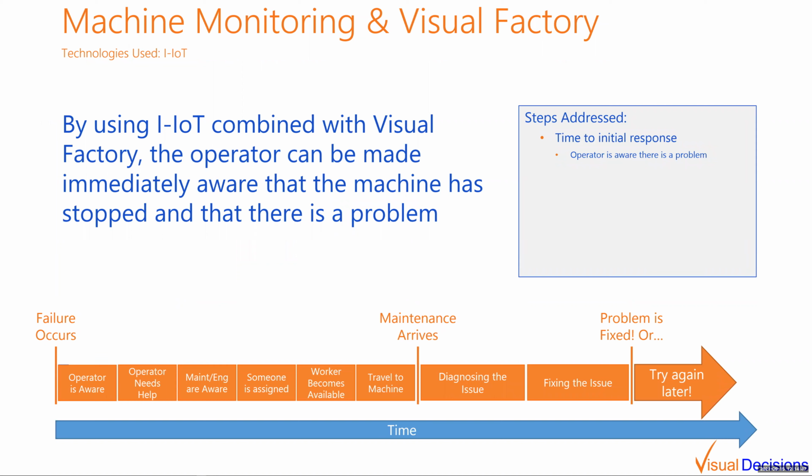Laying this all out on a timeline, if we look at how machine monitoring and visual factory can impact this, once the problem stops, the operator may not be standing right there by the machine. If you've got a long line, they may be at a different part of the line. If an operator is handling multiple machines, they might be away from the machine that goes down. And so the first step is to simply have some form of visual factory signal to let the operator know that there's a problem. And so we can shorten the time that step takes.